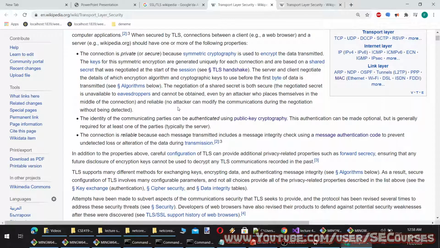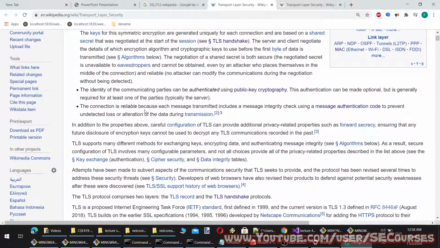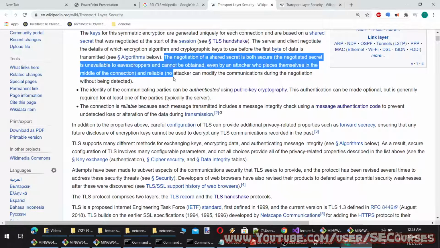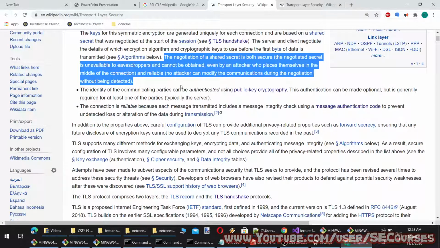See section Algorithms below. The negotiation of a shared secret is both secure. The negotiated secret is unavailable to eavesdroppers and cannot be obtained, even by an attacker who places themselves in the middle of the connection, and reliable. No attacker can modify the communications during the negotiation without being detected. So this is really important. Let's read it again. The negotiation of a shared secret is both secure. The negotiated secret is unavailable to eavesdroppers and cannot be obtained, even by an attacker who places themselves in the middle of the connection, and reliable. No attacker can modify the communications during the negotiation without being detected.